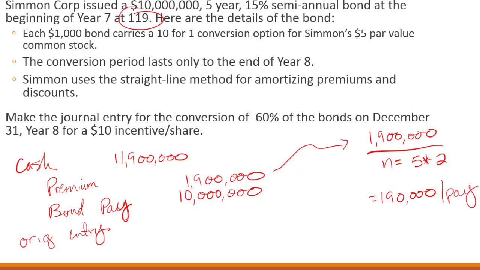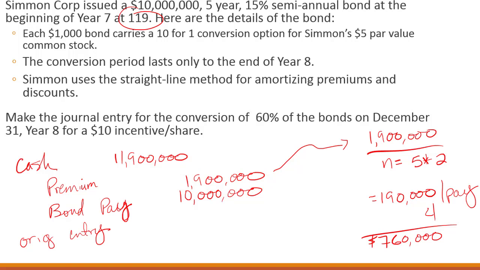Last thing we need to do before we actually jump into the journal entries is figure out how much has been amortized away up to this point. We issued the bond at the beginning of year 7. It is now the end of year 8. If I make semi-annual payments, I have made 2 payments for year 7 and 2 payments for year 8. So I have made 4 payments so far and have amortized away $760,000 of this $1.9 million premium.